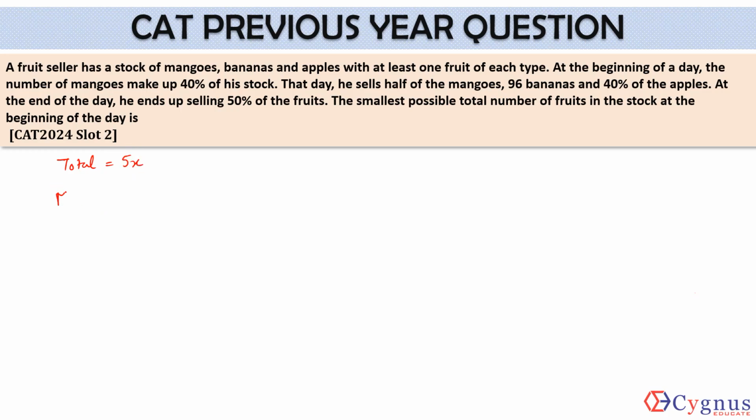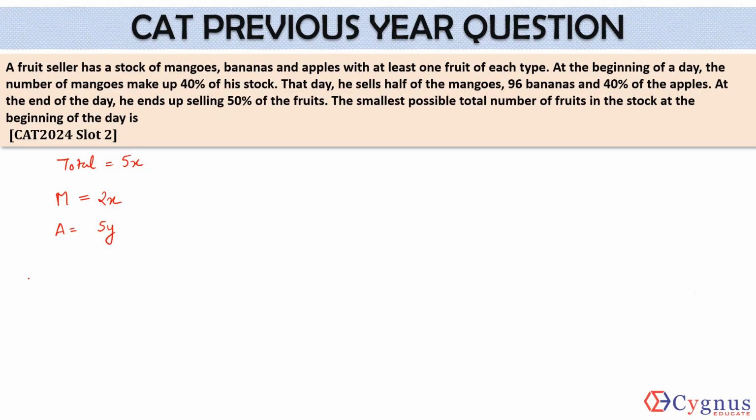It says that the number of mangoes make up 40% of the stock. Now, 40% of 5x must be equal to 2x. That day, he sells half of the mangoes, 96 bananas, and 40% of the apples. Again, the apples are 40%. So let's assume that the total number of apples are 5y.